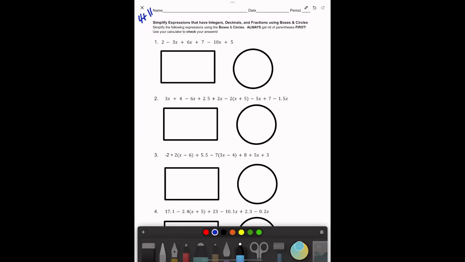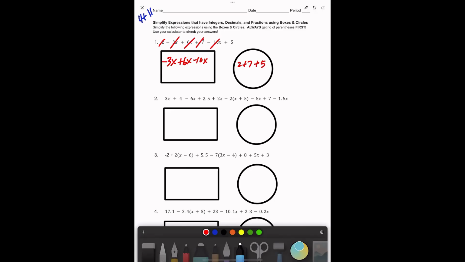Now, boxes and circles is something I came up with to help my students understand what terms should go together. So the way I'm going to do this is anything that has an x goes into the x box. Anything that doesn't have an x goes into the circle. So the 2 is going to go here, minus 3x goes here, plus 6x goes here, plus 7 goes in the circle, minus 10x goes in the box, plus 5 goes here.